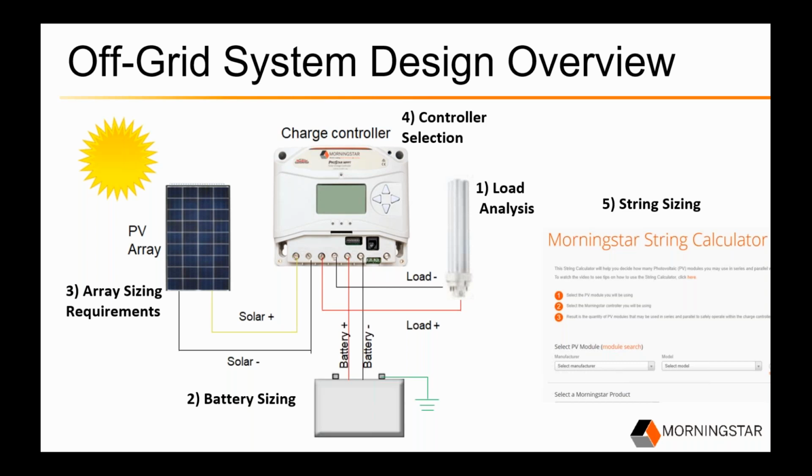So first you need to complete a load analysis, which involves determining the amount of power your electrical loads will draw on a daily basis. Then you can determine your battery system voltage and capacity depending on the number of days of autonomy you want for your system. From there you can determine your array sizing requirements. In other words, the power in watts your array needs to provide. That followed by your charge controller selection. And then you can use the string calculator to determine your module series and parallel configuration.